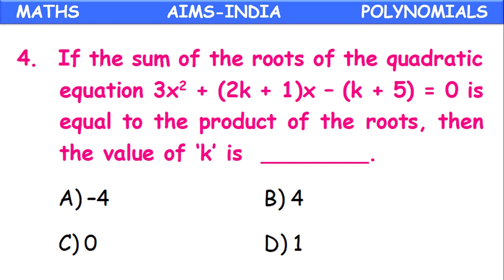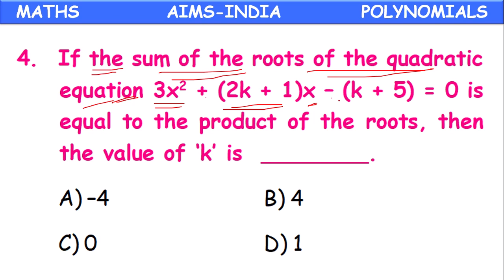Next. If the sum of the roots of the quadratic equation 3x square plus (2k plus 1)x minus k plus 5 equal to 0 is equal to the product of the roots, then what is the value of k?